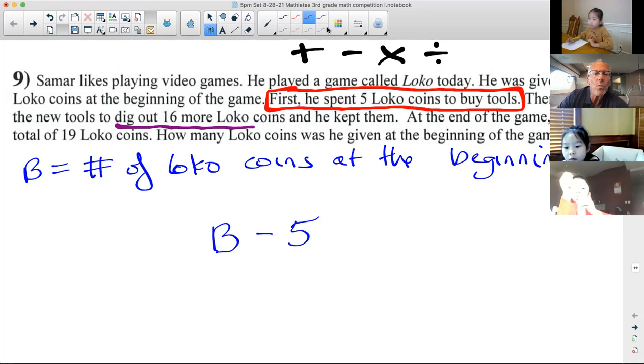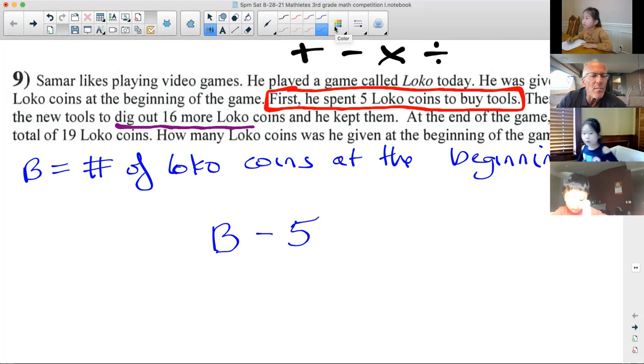What do we do with 16? Jason, what do you think we do when he dug out 16 more coins and he kept them? What operation did he use? And what do you think, Eleanor? Is it addition? Yes. And Catherine, do you agree? Yes. So everybody write down B minus 5 plus 16.